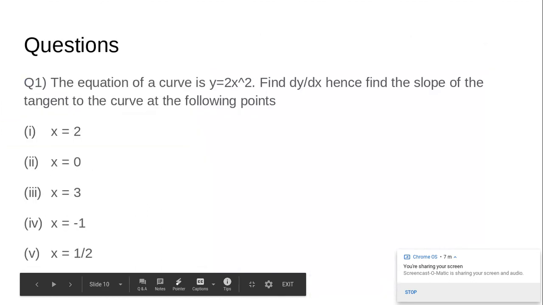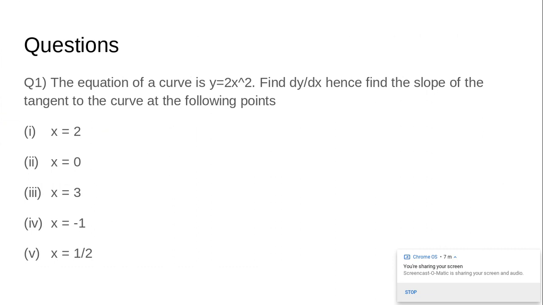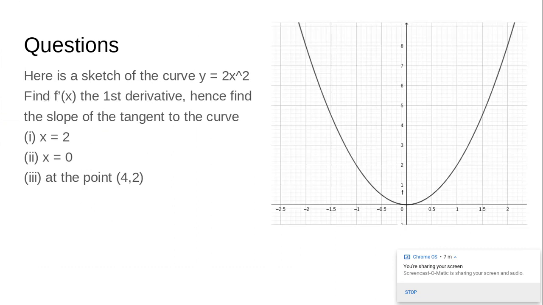So there we go, folks. I hope this makes a bit of sense to you. I've got two sets of questions. It will only take you less than 10 minutes to do, just to practice this. I'll be sharing this Google slide as well on our Google Classroom.